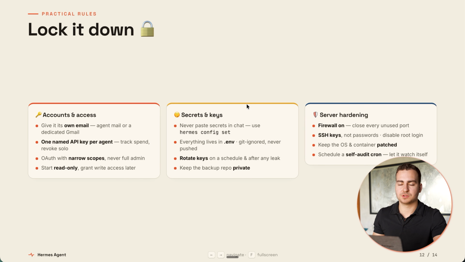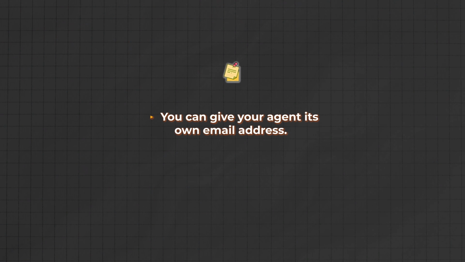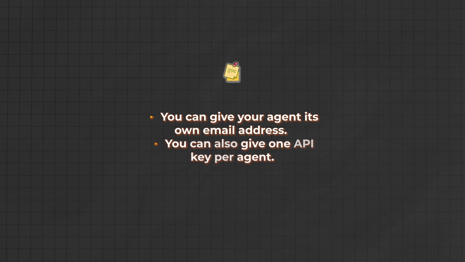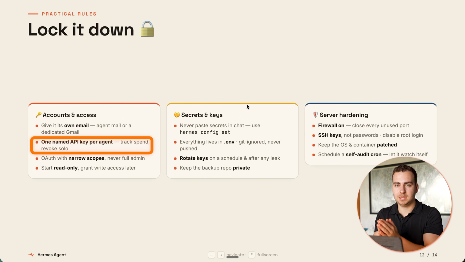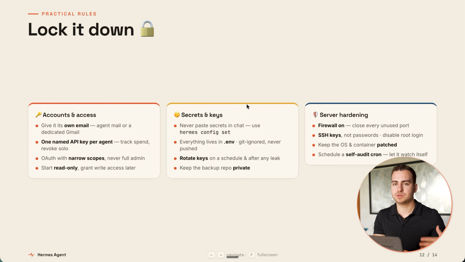Okay, here's just a few things in terms of locking down your agent. Again, I like to go over this at the beginning so no one misses it. Typically, if you are going to be using a lot of email related stuff, you can give your agent its own email address. You can also give one API key per agent. So if you have multiple tools out there, make sure you just have one API key per tool that you're using. So worst case, you could delete the API key, you can rotate it, you can change it, and you can lock something down remotely.